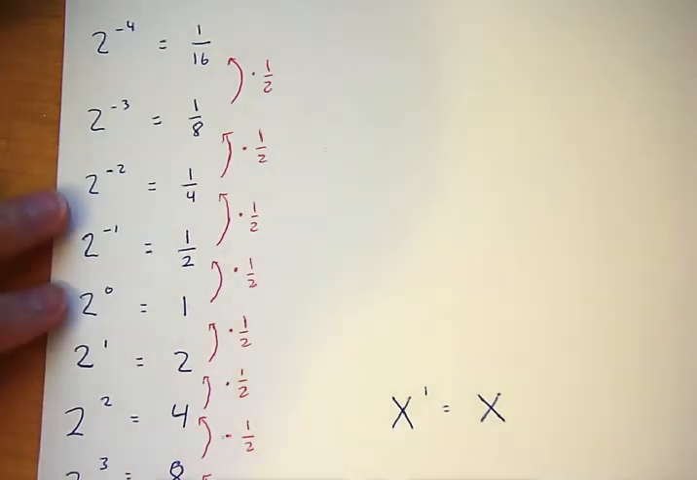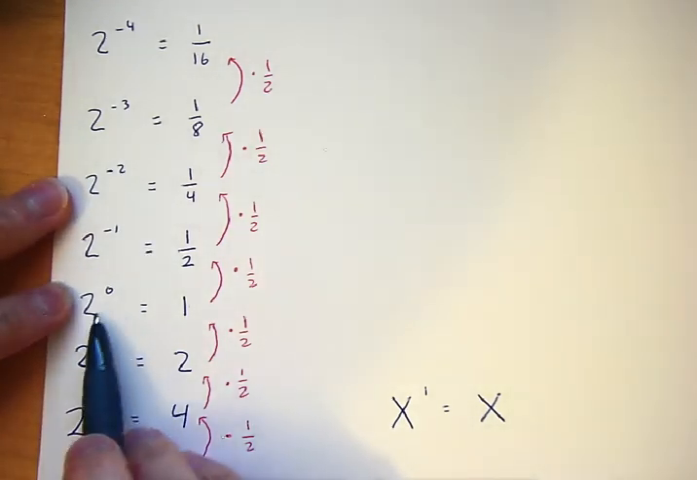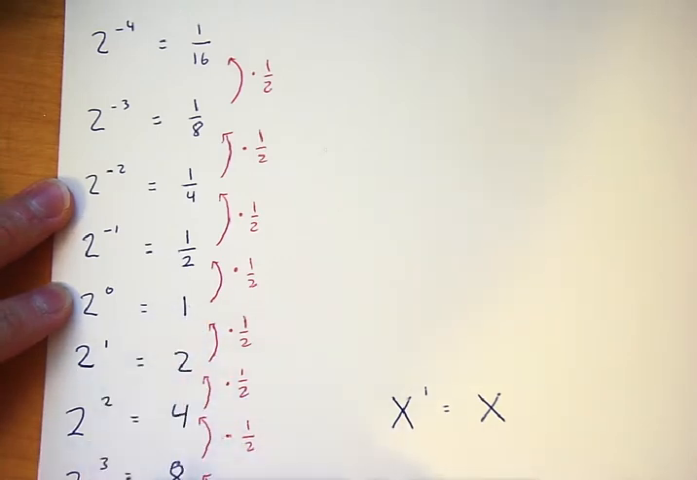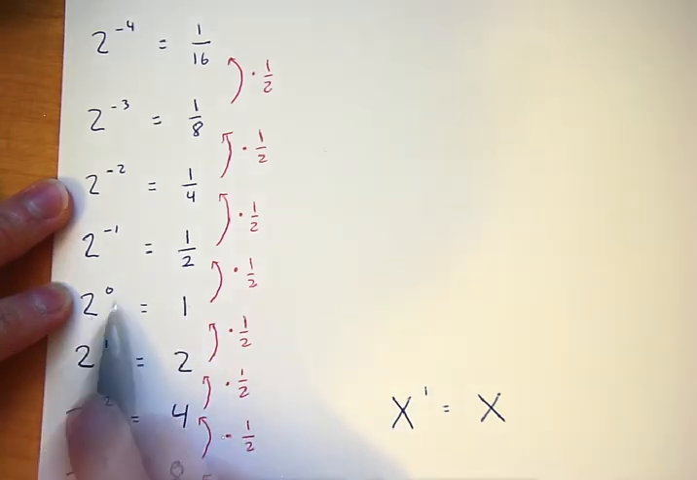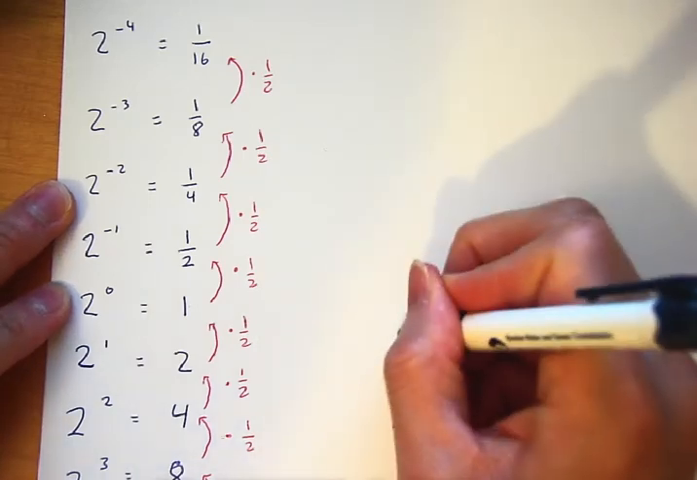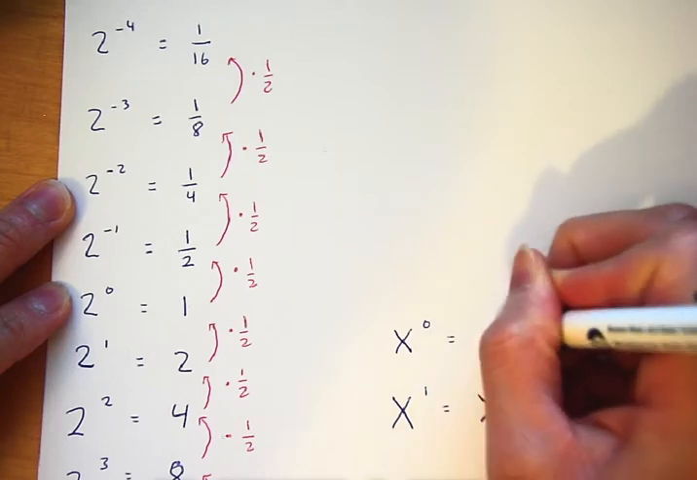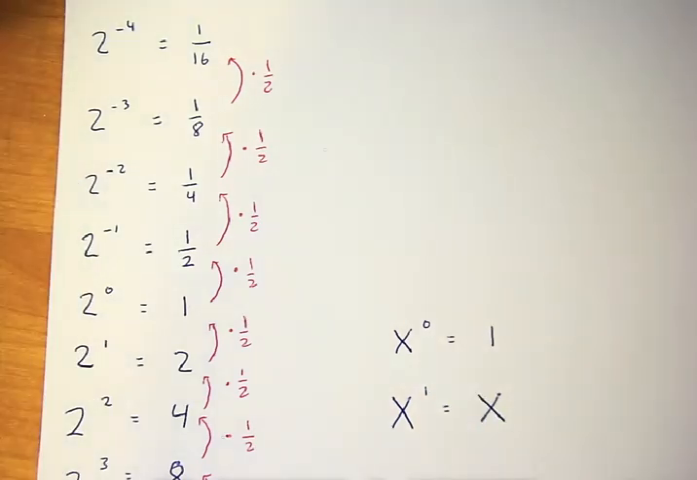What I want to point out is 2 to the 0 is 1. 3 to the 0 is also 1. Anything to the 0 power is 1. So anything to the 0 power is 1. 100 to the 0 power, still 1.